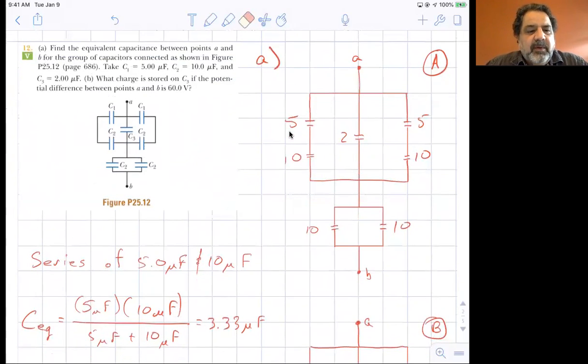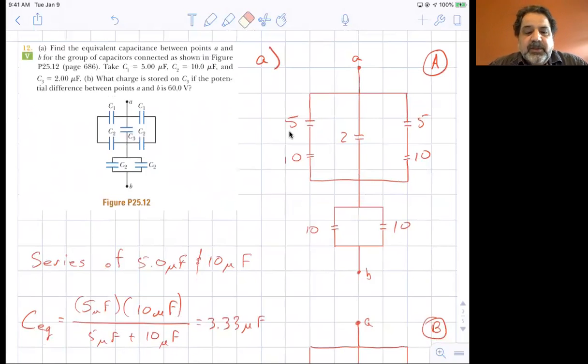So number 12, find the equivalent capacitance between point A and B for the group of capacitors connected as shown in figure 25-12. Take C1 equals 5 microfarads, C2 equals 10 microfarads, and C3 equals 2 microfarads. And part B is, what charge is stored on C3 if the potential difference between the points A and B is 60 volts.